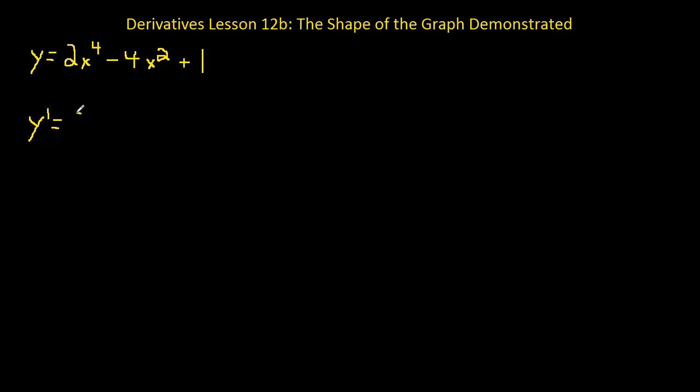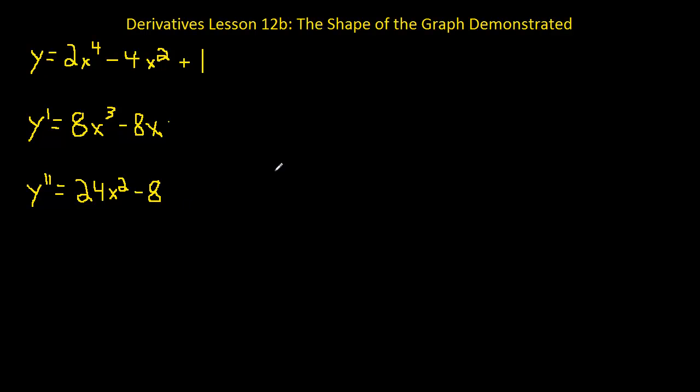The first derivative here, we're going to get 8x cubed minus 8x. The 4x squared is going to go away, and the plus 1 is going to go away. And the second derivative is going to equal 24x squared minus 8.